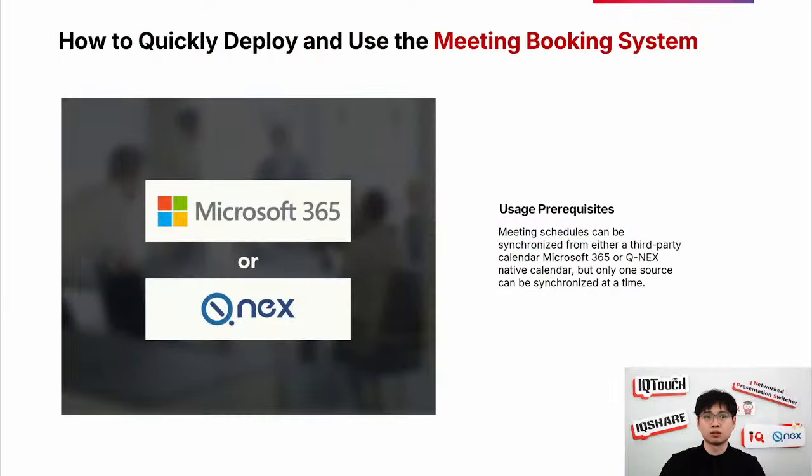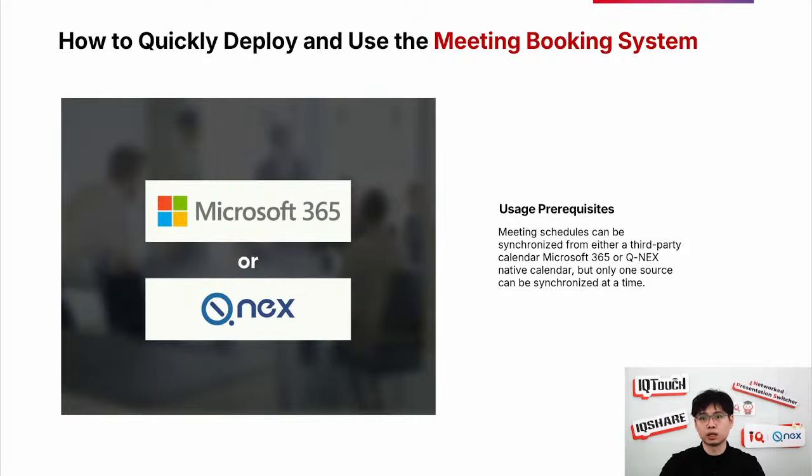After completing the first step, we will explain the different usage steps according to the different application scenarios. First, scenarios. For organizations that are already using Microsoft 365, the system can synchronize meeting room schedules directly with Outlook or Microsoft Teams. In this case, the administrators need to bind the Microsoft 365 calendar within the Q-NEX platform console, and the meeting schedules will automatically synchronize the room schedule panel.